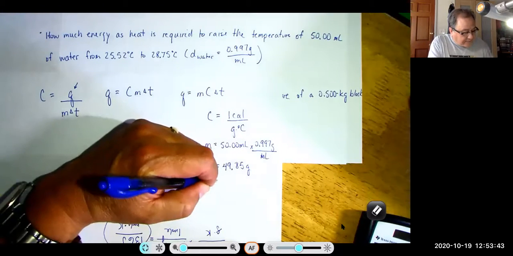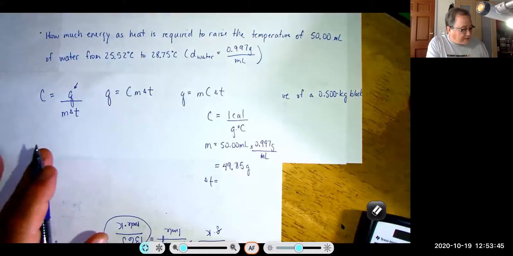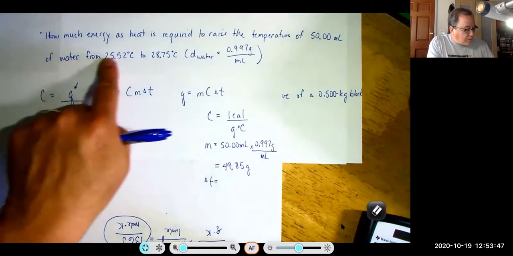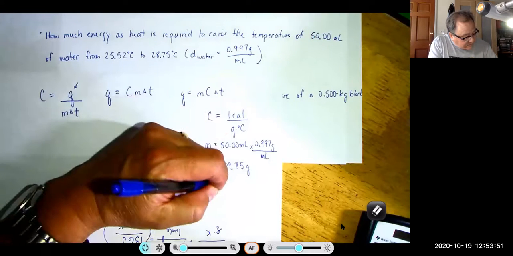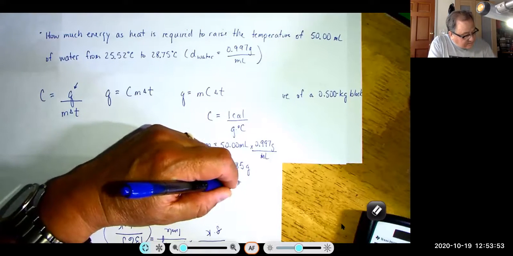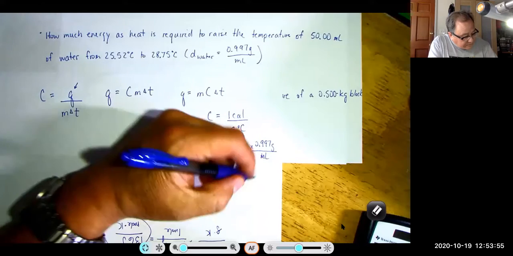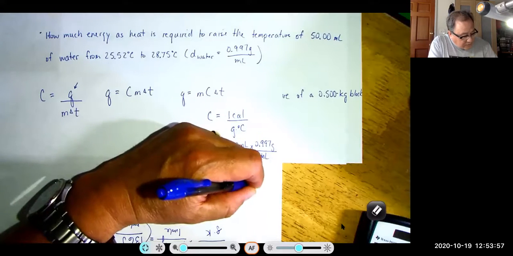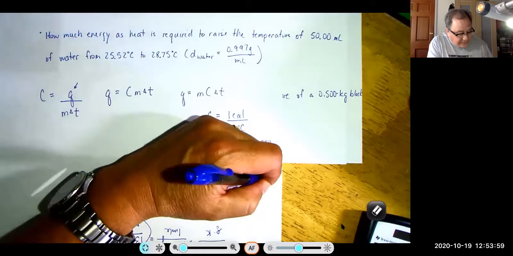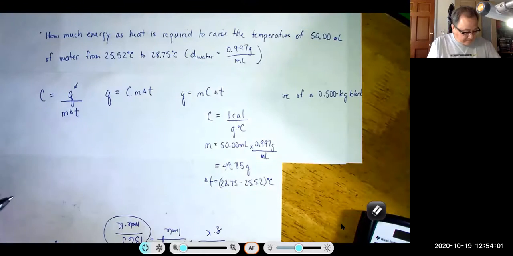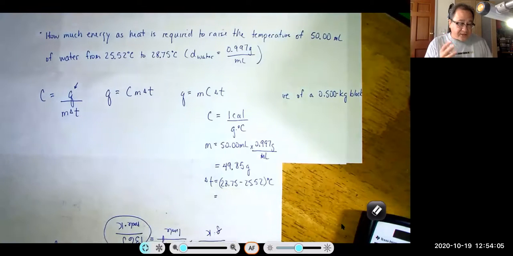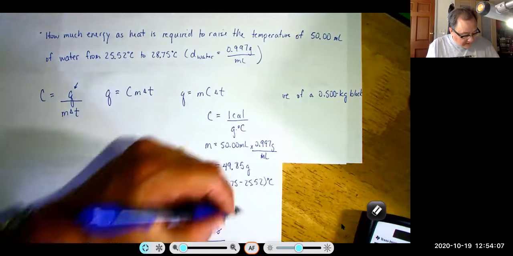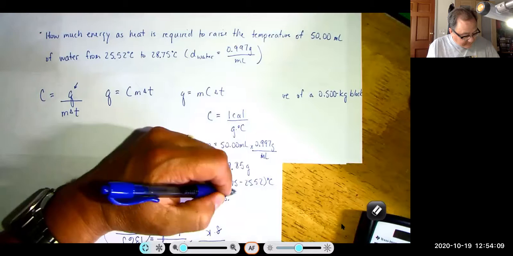Now, what is the change in temp for this? The change in temp is the final temp minus the initial temp. So we're going to raise it from here to here. This is the final. This is the initial. I don't want to forget my units, so I'm just going to put it outside there like that. And you can see that this is roughly a 3-degree change plus a little bit more, right? 3.23.